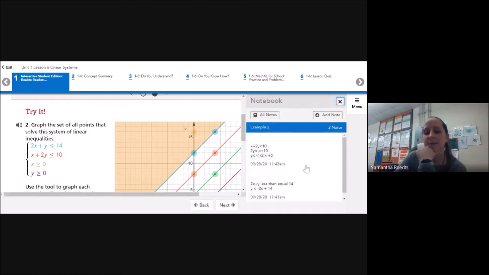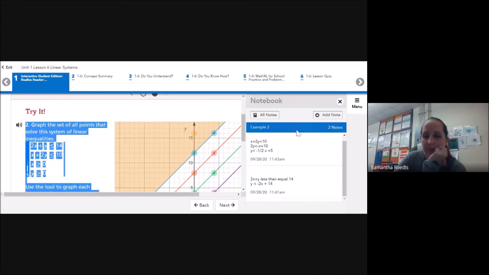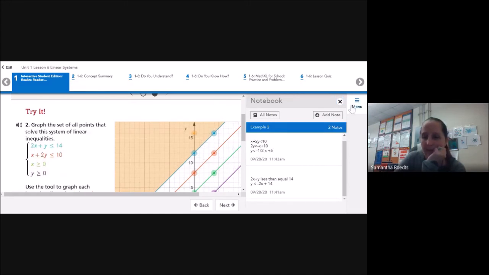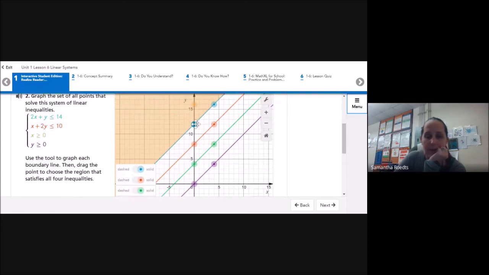So when I do this, I want to solve for y, basically. I'm going to subtract x from both sides, and I'm going to divide by 2, which gives me negative 1/2 x plus 5. So this blue line. Sorry, I'm looking at the blue. So I'm solving for y.